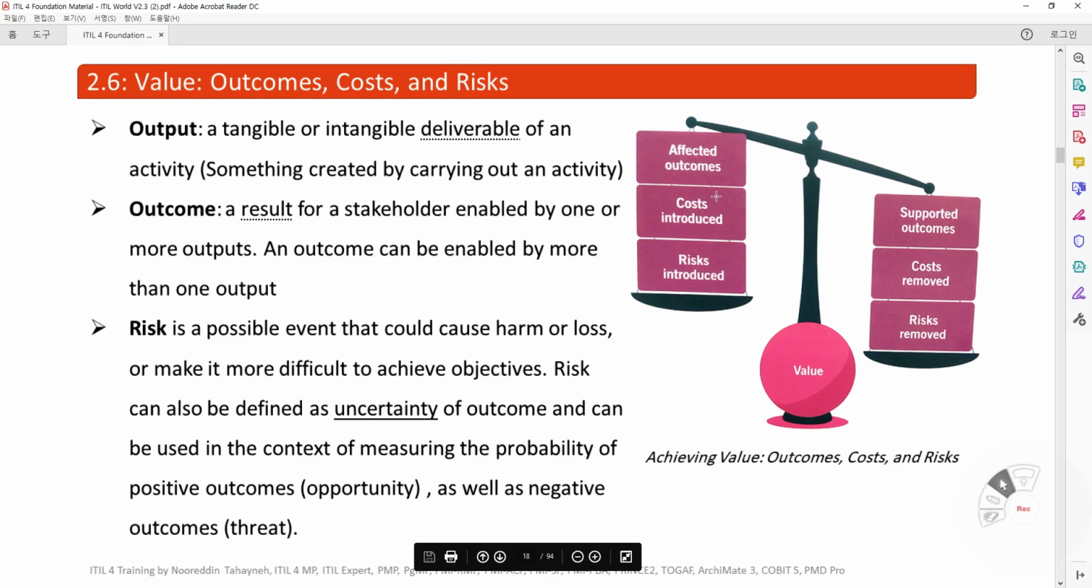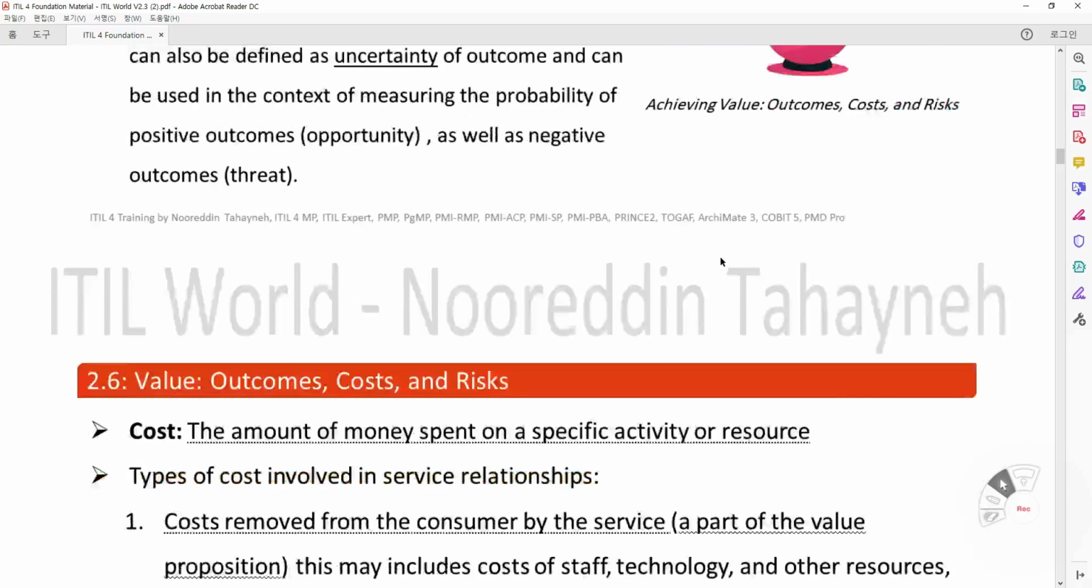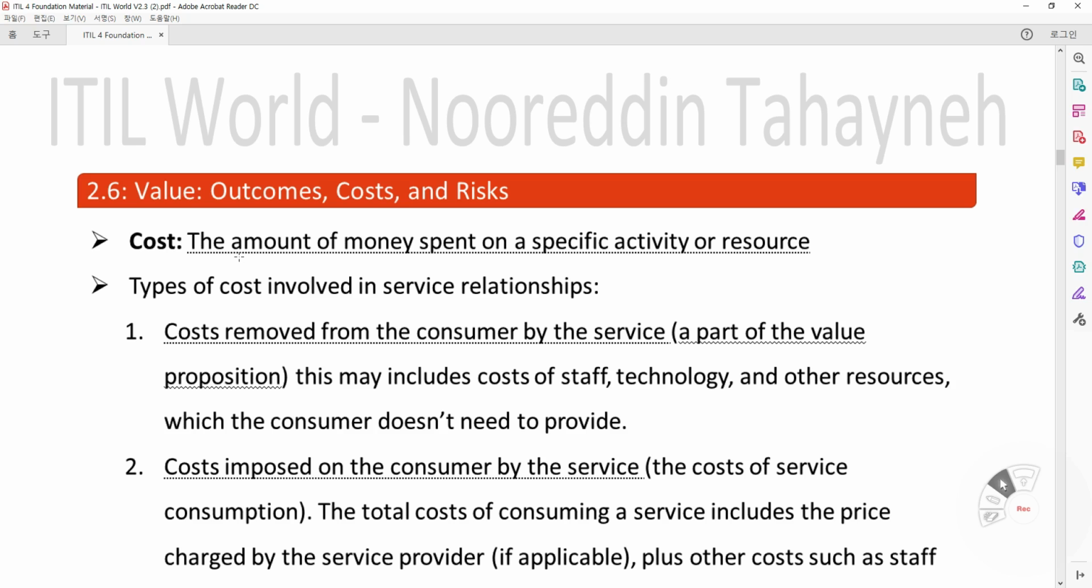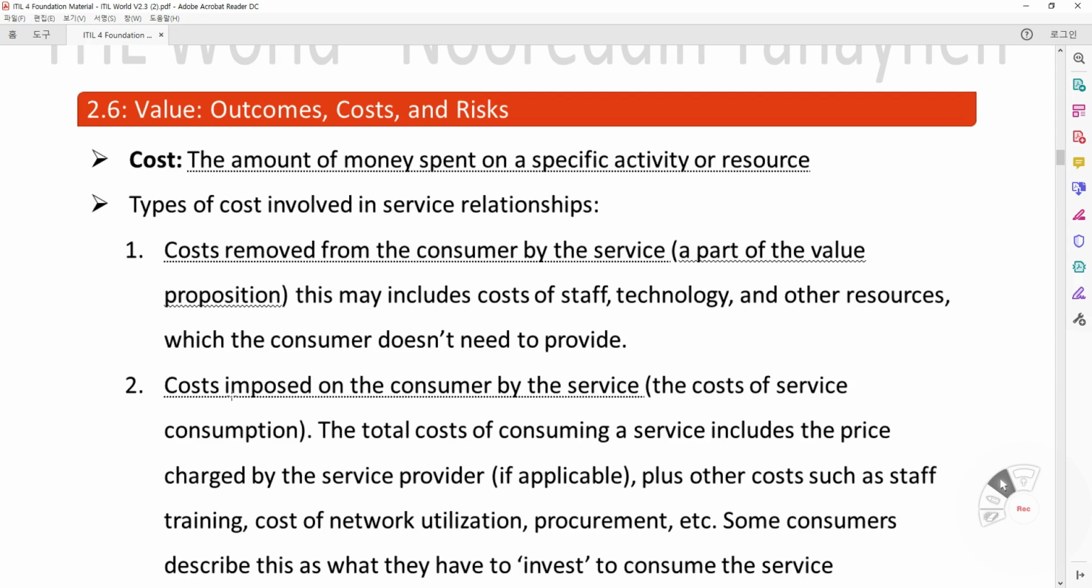Effective outcomes: cost introduced, risk introduced, supported outcomes, cost removed, risk removed. Cost, the amount of money spent on a specific activity or resource. Types of cost involved in service relationships. Cost removed from the consumer by services, a part of the value proposition. This may include cost of staff, technology, and other resources which the consumer doesn't need to provide. Cost imposed on the consumer by service. The cost of service consumption.